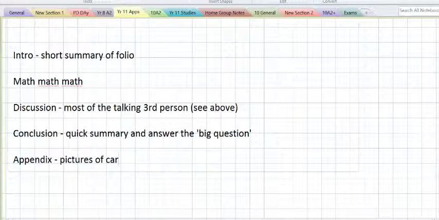With the math section, do we have to draw the tables? Can we do them on the computer? You can do them on the computer, that's fine. If you've drawn them, that's fine. If you need to scan them or photocopy them off the sheet I've given you, then that's fine as well.